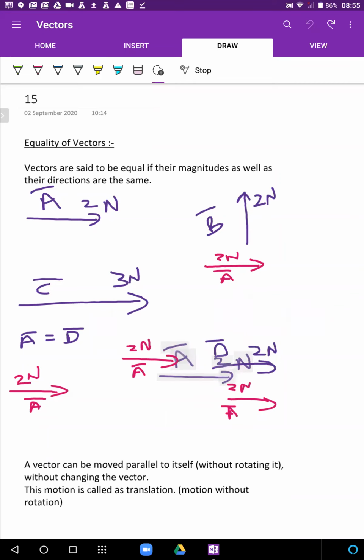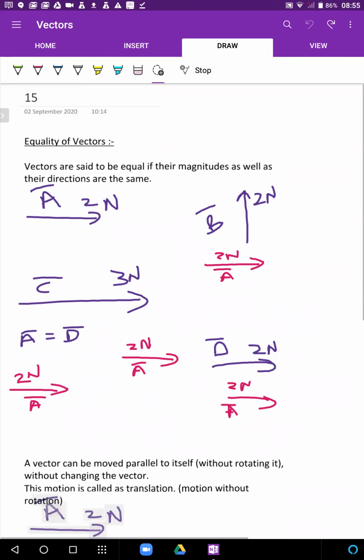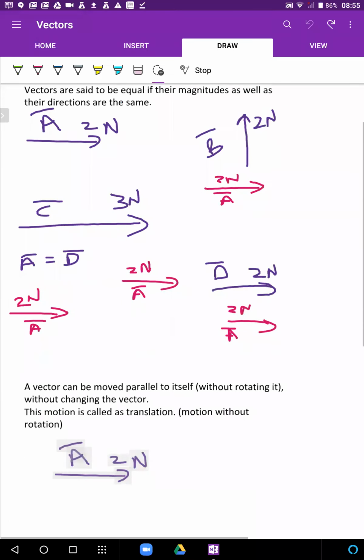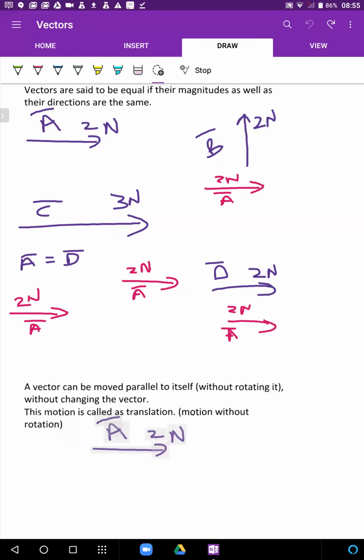Understood? This motion, moving without rotating, has a name, and that motion is called translation. Okay, this is not the translation of English to Hindi or Hindi to English, not that translation. This motion is called translation. It's an important term describing two possible types of motion.